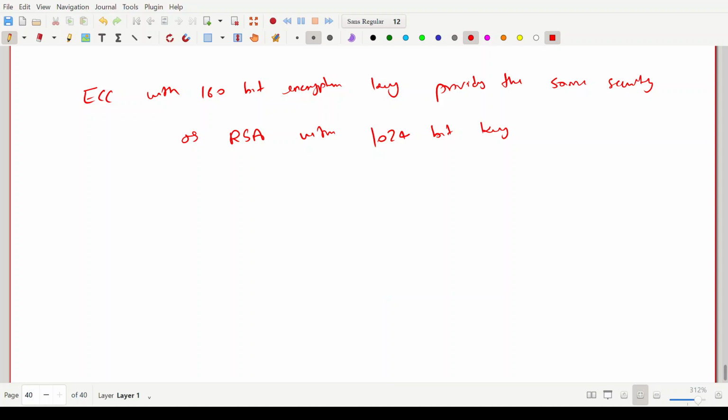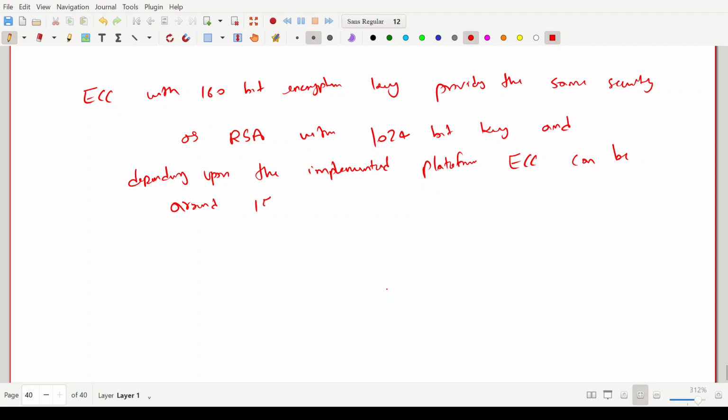And depending upon the implemented platform, ECC can be around 15 times faster than RSA.